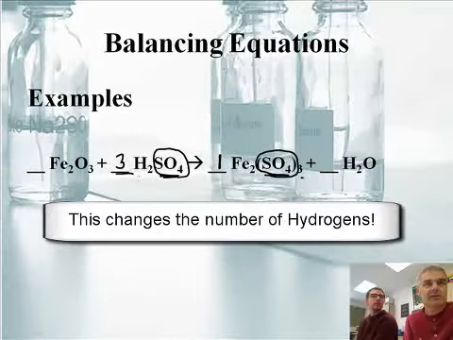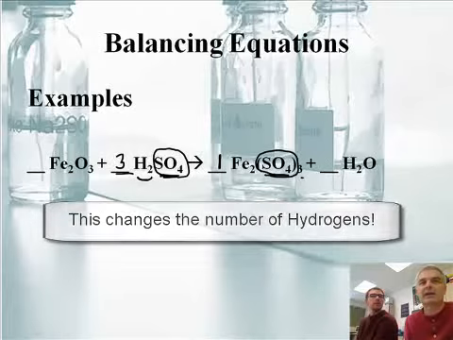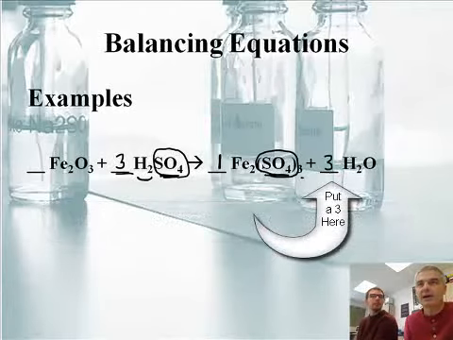Now that's going to mess up my hydrogens. How many hydrogens do I have on the left? 3 times 2, so 6. So if I fix the 6 by putting a 3 here, 3 times 2, I'll get 6 H's. Now let's count our O's.